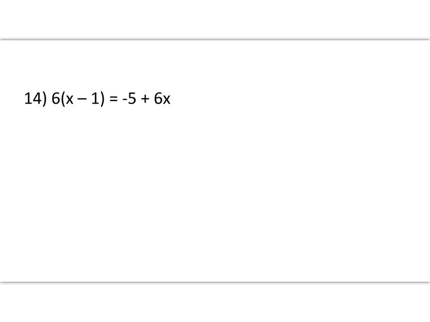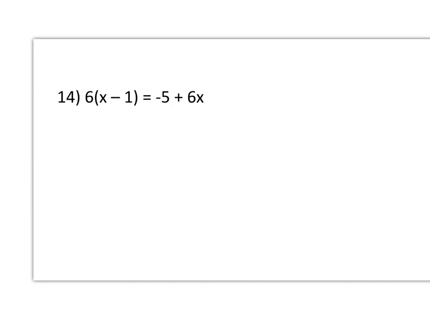Finally, we are at our last problem, I think. What we are going to do is again distribute because I see a 6 outside of parentheses. 6 times x is 6x. 6 times negative 1 is negative 6 is equal to the other side, negative 5 plus 6x. There's nothing I can do there.